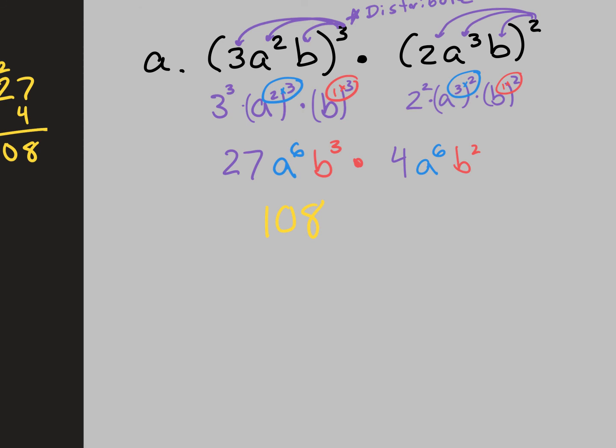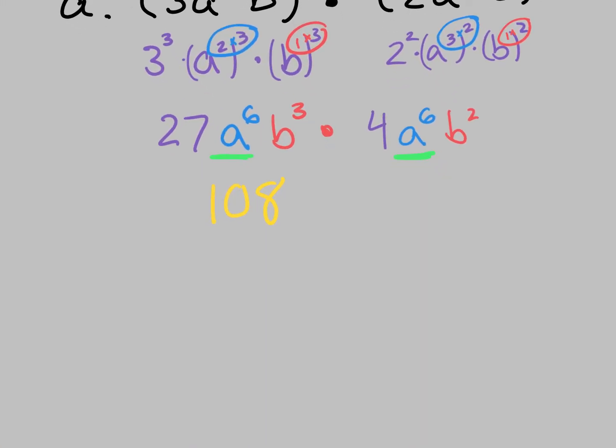How would I multiply a to the 6th power times a to the 6th power? Add the exponent. So when you're multiplying, you add the exponent. So it's 6 plus 6. 12. So this would be a to the 12th power. And then what would I do to the b's? Add the exponent. So 3 plus 2 is 5. So it would be b to the 5th power.